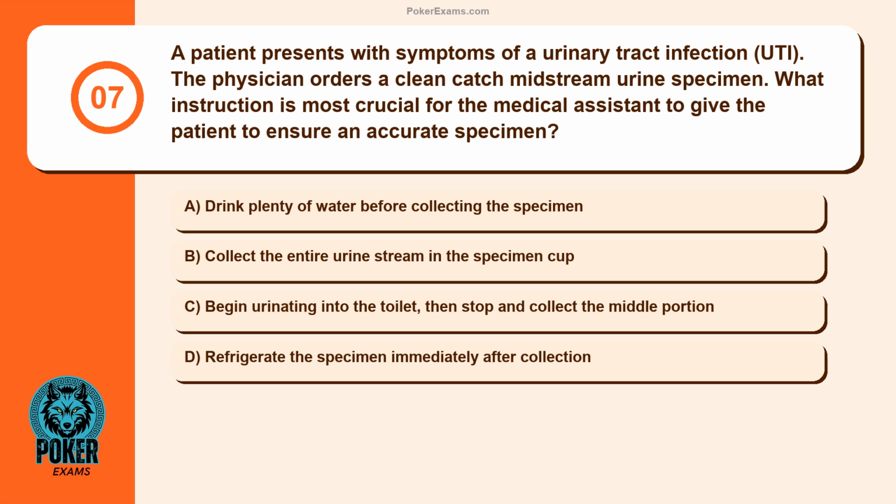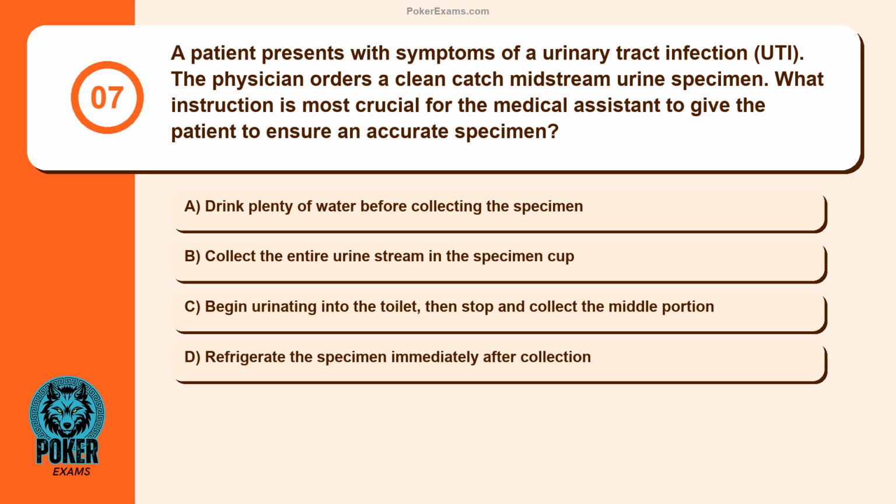Question 7. A patient presents with symptoms of a urinary tract infection, UTI. The physician orders a clean catch midstream urine specimen. What instruction is most crucial for the medical assistant to give the patient to ensure an accurate specimen?